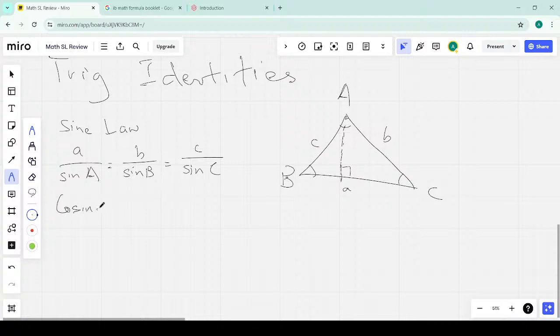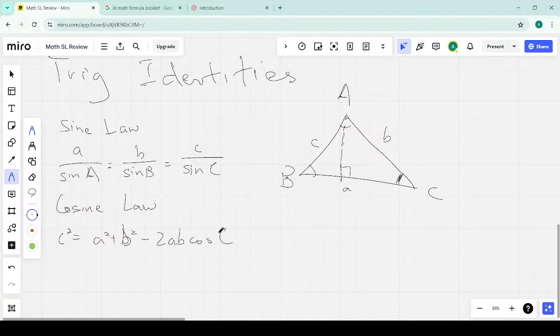Cosine law. So this one works with all three angles, but I'll just write one. So this one says C squared equals A squared plus B squared minus 2AB cosine C. So A and B and the angle between the sides, and then the third side would be c.